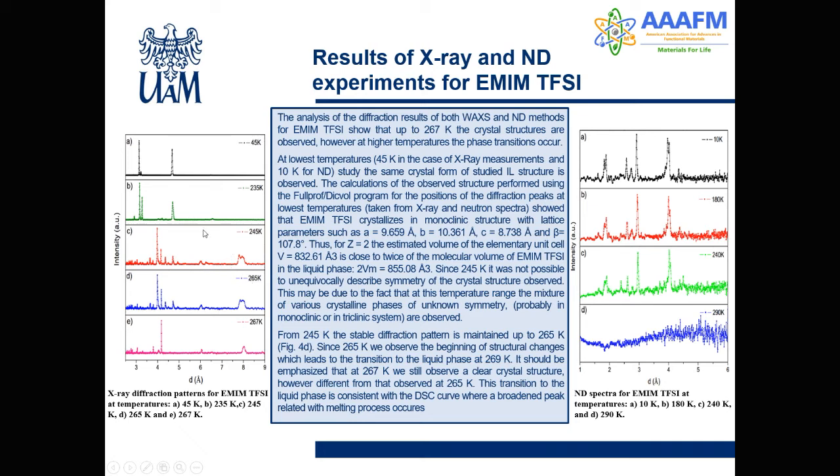We find that at the lower temperature, the ionic liquid has a monoclinic symmetry. Symmetry for higher temperature was undefined for us. We have similar results from the neutron diffraction experiment. We can see the stable structure of solid ionic liquids until about 240, and it changes at temperatures higher than the solid-solid phase transition.